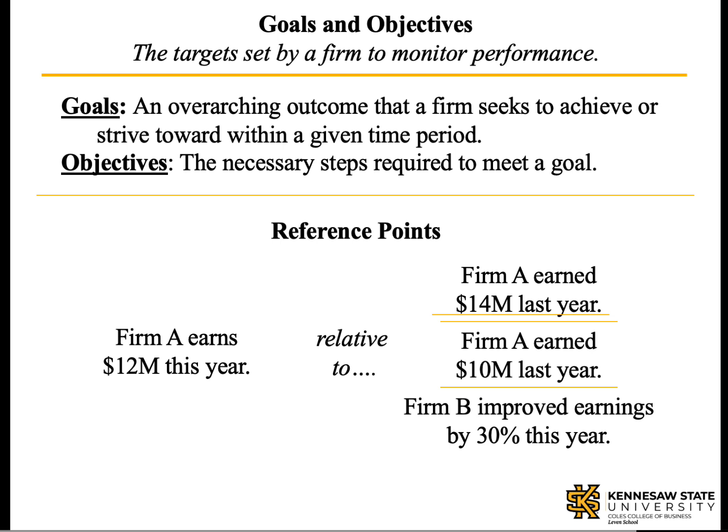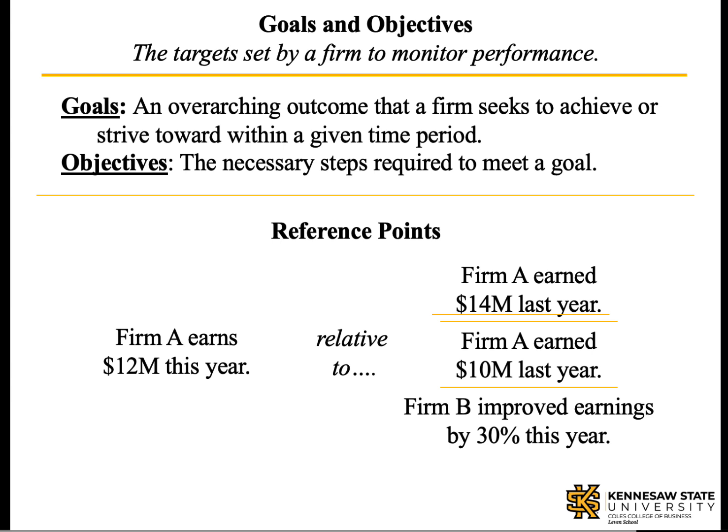For instance, say a software firm earns $12 million in a given year. Will this be celebrated by shareholders? It depends. If last year's earnings were $14 million, they will not. If last year's earnings were $10 million, shareholders will be very happy. And then there can be multiple reference points.